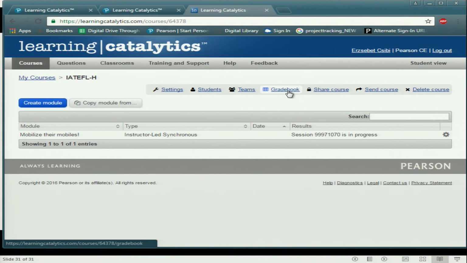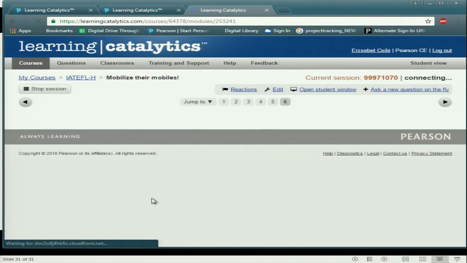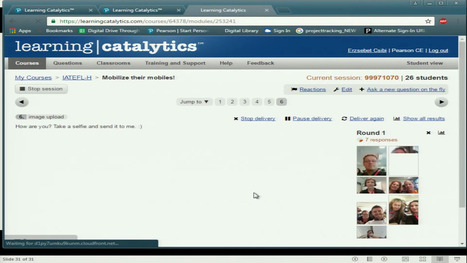Also, you can see the grade book. It saves everything that you sent in, even the pictures. So now it's saved forever. And you can share your courses with other professors or teachers. You can also send the course to other teachers so they can use it. And if we go in, you will see all the questions. This was the last question. Very nice pictures. Thank you very much for sharing it with me. So you can see the responses.